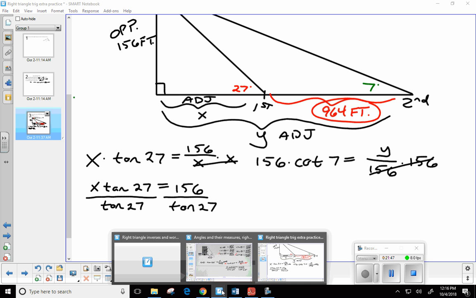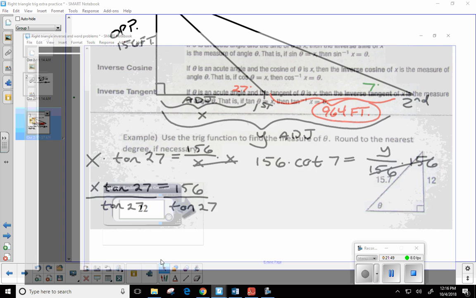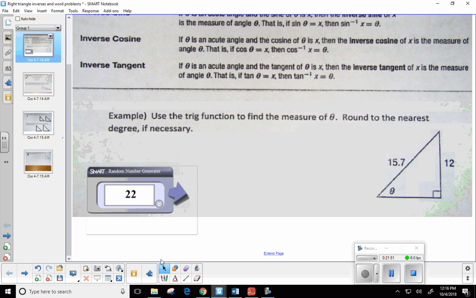So we're going to be doing the handout that you picked up at the beginning of class. That's where we're going to start. Inverse functions are set up the exact same way, with the exact same SOHCAHTOA. With this triangle, we see that our angle is right here, so 12 is our opposite, this base is our adjacent, and our 15.7 is our hypotenuse.